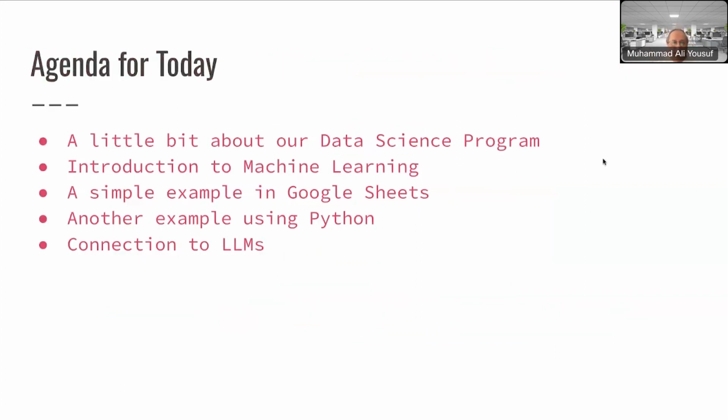So we will start with a little bit about our data science program. Then I will introduce you to what is machine learning, why we call it a learning thing going on inside a machine. Then we will see a simple example in Google Sheet. Simple because Google Sheets are not meant to do extensive calculations. The modern trend with data is that you have so much data, so much knowledge that you can't handle it in a Google Sheet. So then you go on to better systems, and we will use Python programming. And then towards the end of this presentation, I will tell you the connection between what I have just told you and an LLM.